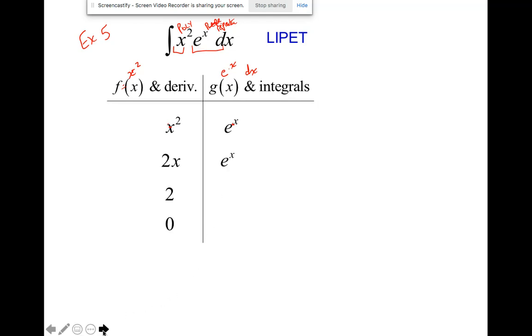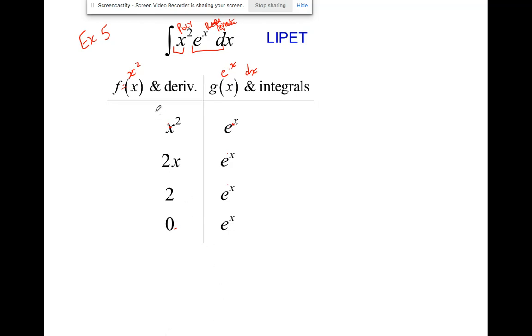Anti-differentiate e to the x, you get e to the x. Anti-differentiate e to the x, you get e to the x. This antiderivative will keep going. Stop when you match the 0. So you need to have as many entries. That's why you do this column first. You differentiate down to 0, and then you do these antiderivatives until you have the same amount of entries.